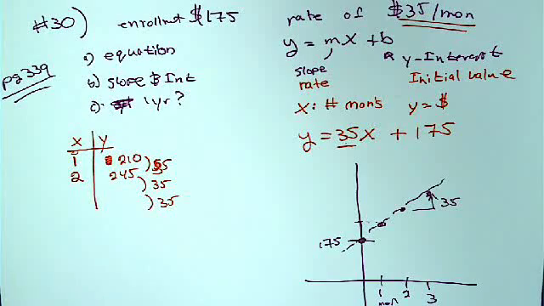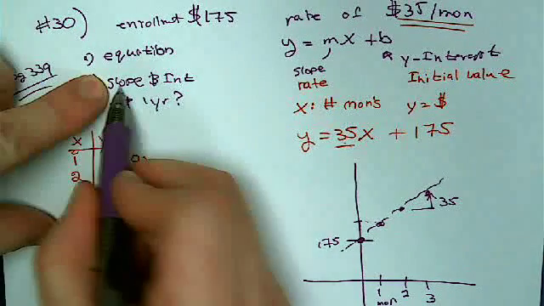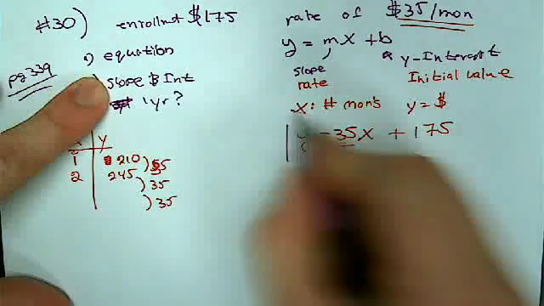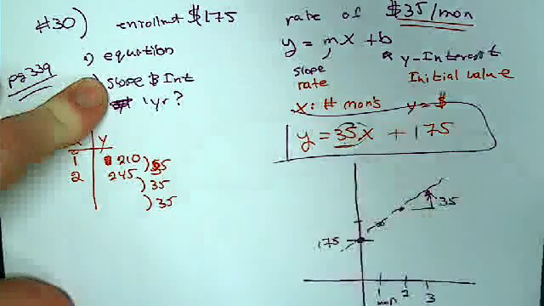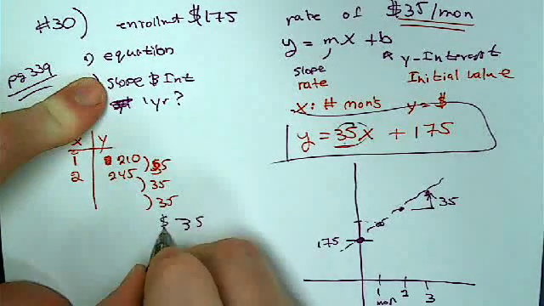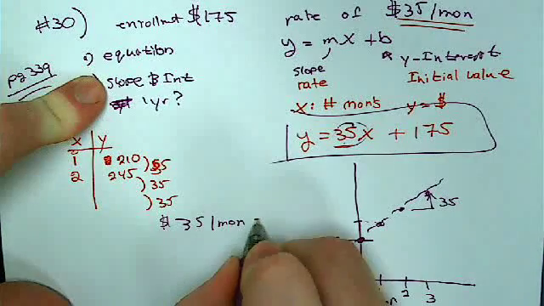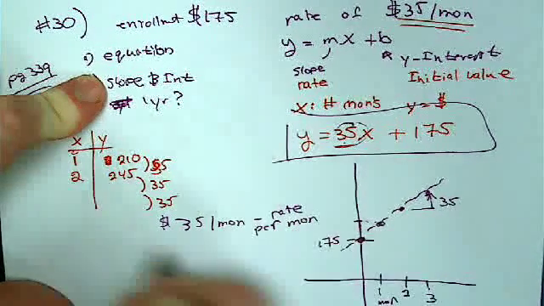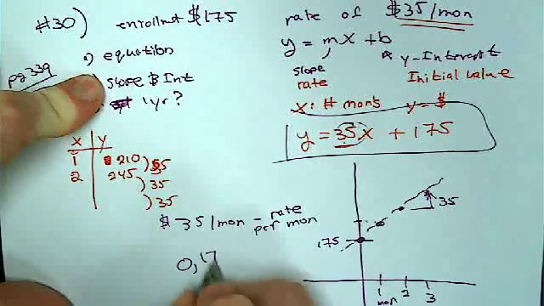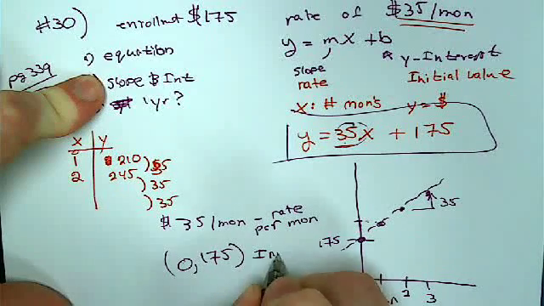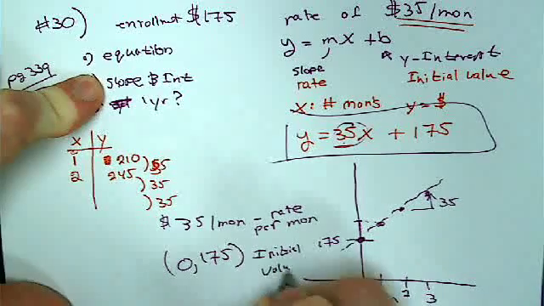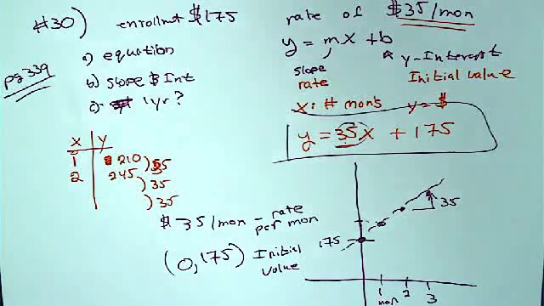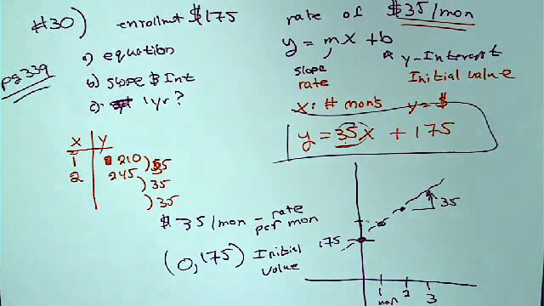The second question says, let's take this conversation we're having now and actually write down some terms. What do the slope and the intercept mean? By the way, remember, that's the equation. The slope, $35 per month, is the rate per month. The intercept, 0, 175, is the initial value. It's where I start. It's what I have to put into the pot just to get started. Everything after that gets added on to it.